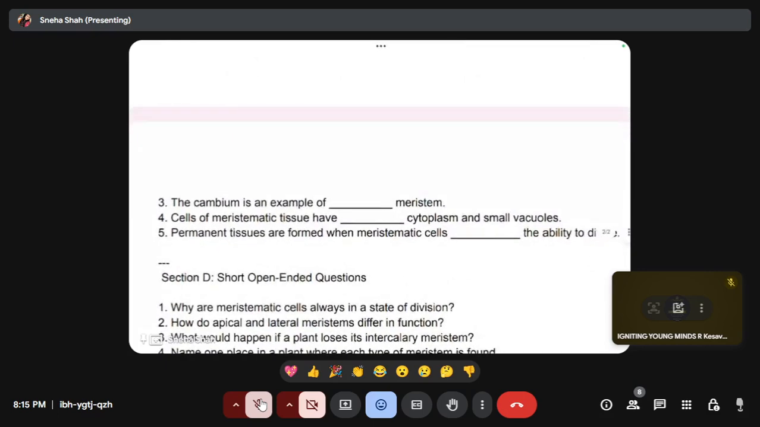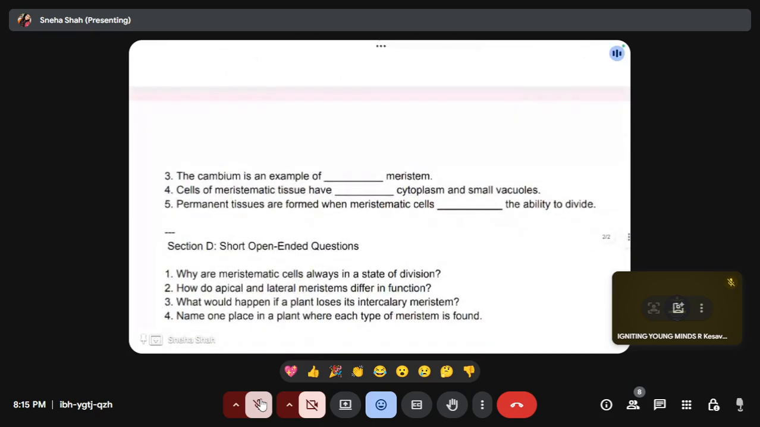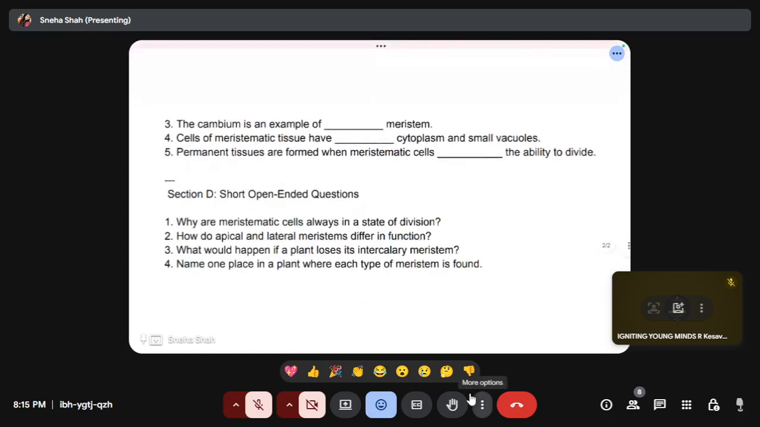Dear, I am using a tablet to present the slide, so I cannot see the screen of the meeting. So if you have any questions, please unmute yourselves and ask me. I cannot see who has raised a hand or anything.